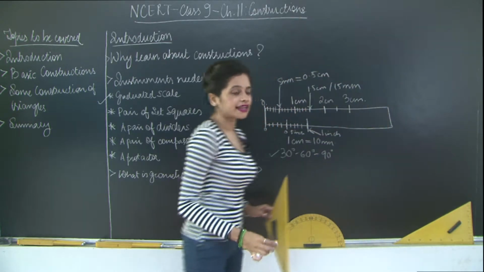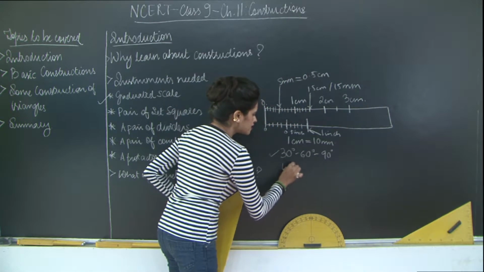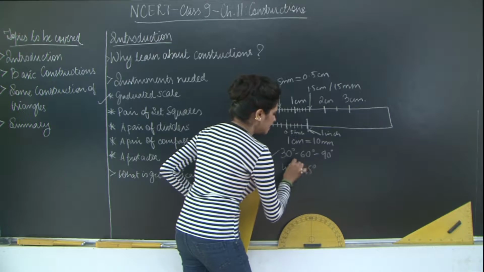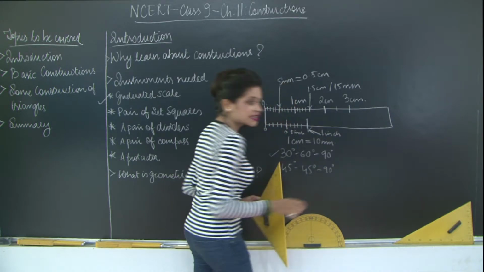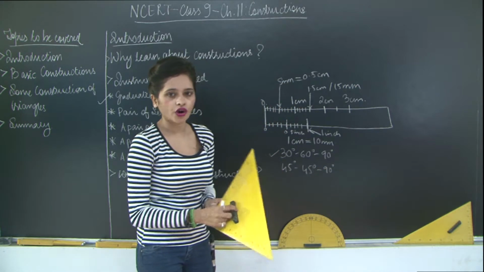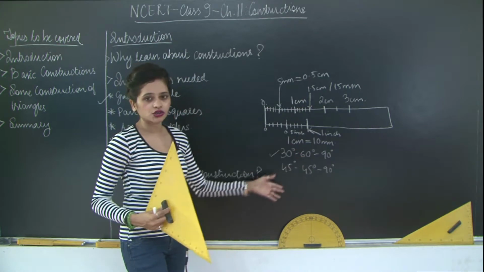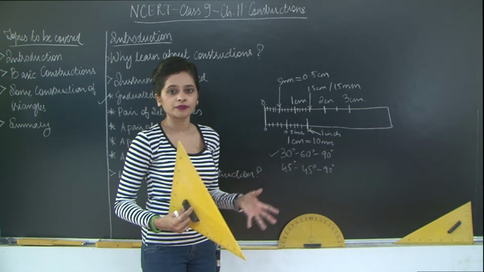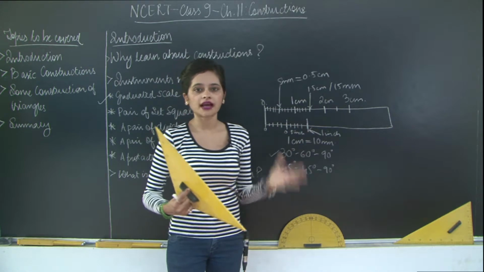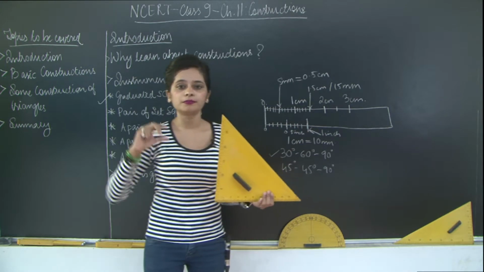Similarly, the other triangle that we learnt was the 45 degree, 45 degree and 90 degree triangle. So this is that set square. So next time if you want to draw either of these 2 types of triangles, you don't really need to take a pair of rulers and compass or your protractor and draw it.